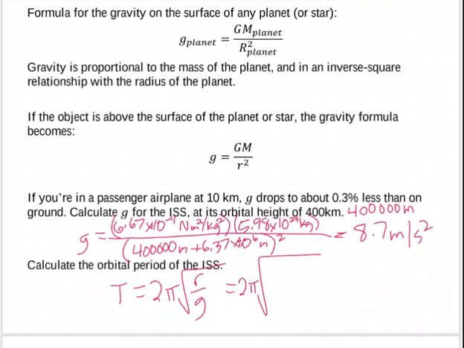So 400,000 meters plus 6.37 times 10 to the sixth. It's not squared. This is just the radius, but it is divided by this new gravity that we just calculated. 8.7 is what I'm writing down. So we're just going to get seconds. This will be in seconds.